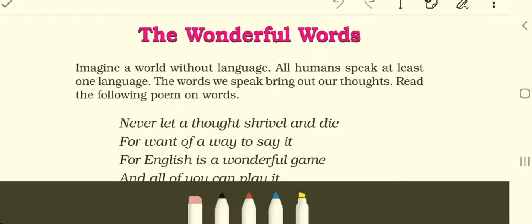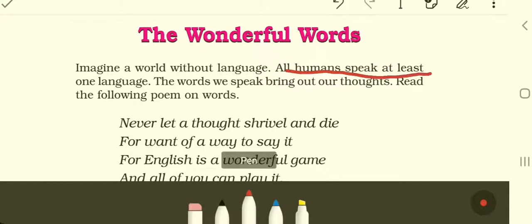All humans speak at least one language, isn't it? Now I'm speaking in English. All of us have our separate mother tongue. Some of us speak Hindi, some Manipuri, and some Bengali, right? So we speak at least one language, is what the poet is willing to say here.